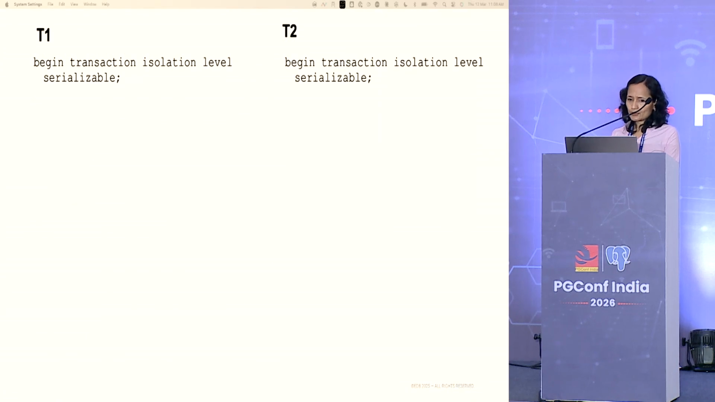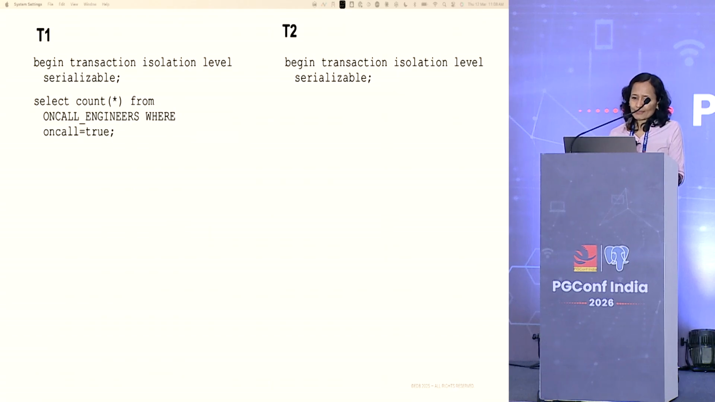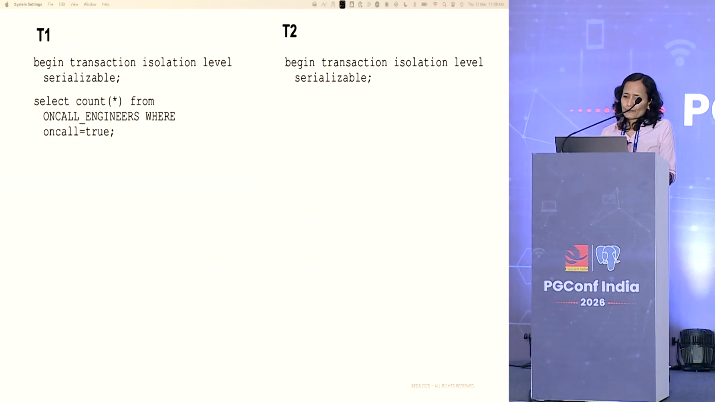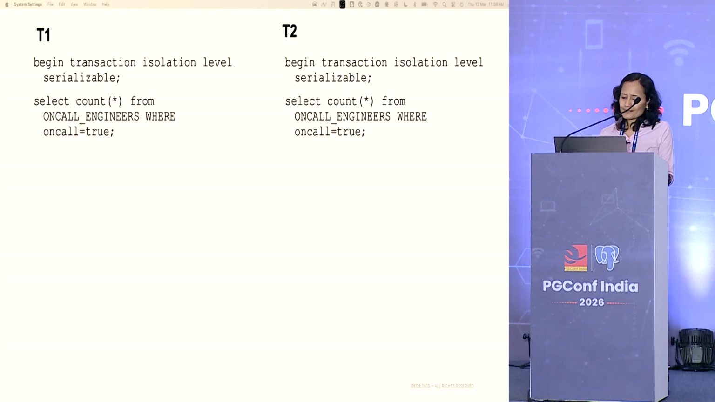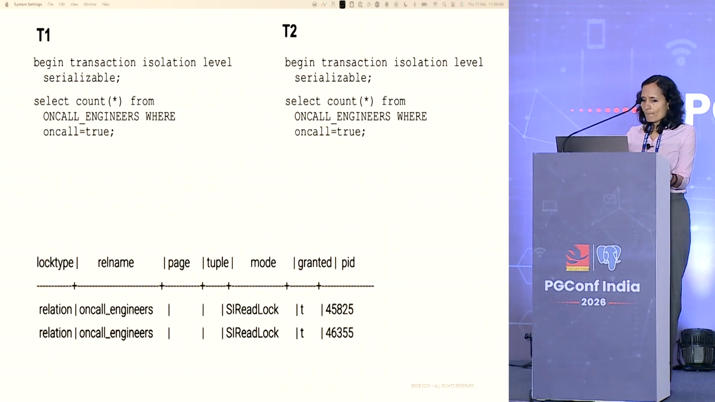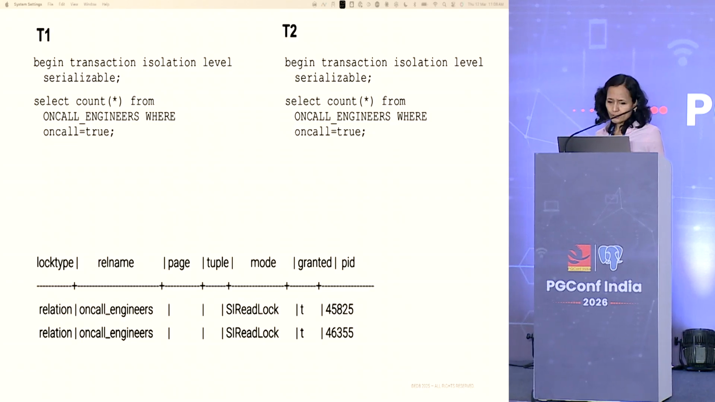So we'll see an example of our support engineer example that we saw earlier. We have transaction T1 where Alice is checking whether there are engineers on call, and there is a select count star here. So this is a scan, and similarly T2 does a scan. So we'll see the SI read locks. This is how they look. This is the output of PG locks, and because we scanned the relation, it's a relation level lock which is taken.